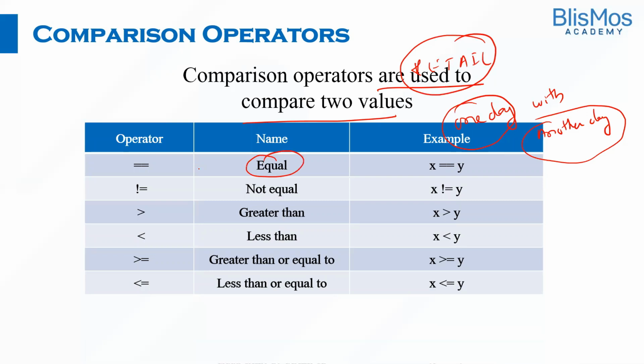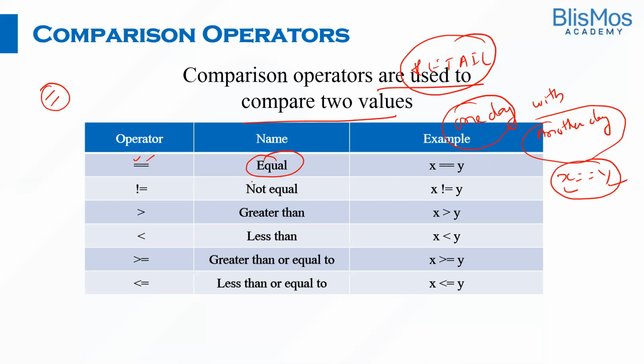Here you see equal to, equal to. There are two equals. You should not get confused between the assignment operator and the comparison operator. In the assignment operator, one equal sign is assigning. Here we have two of them. That is equal. When you say x == y, that means this variable is equal to this variable.